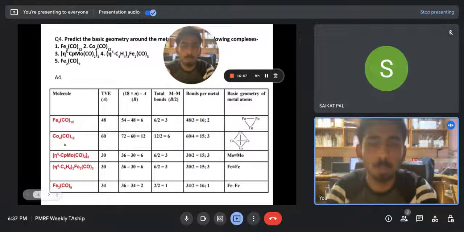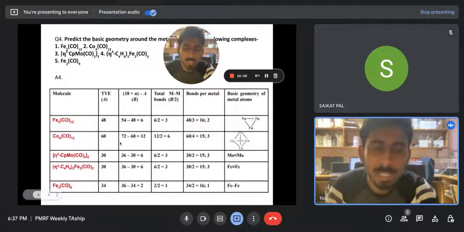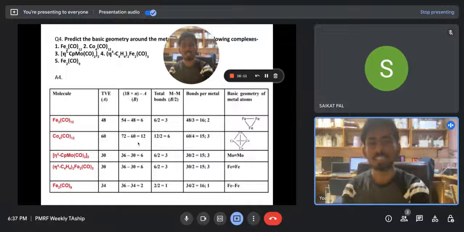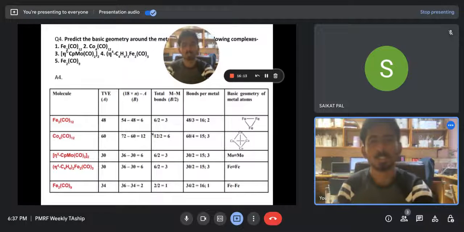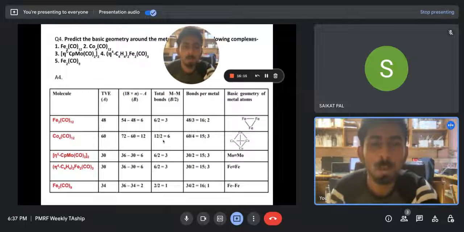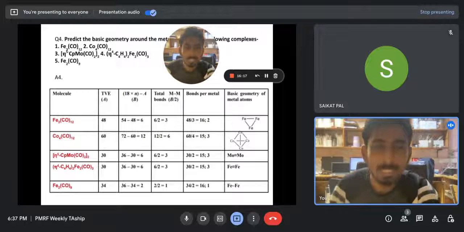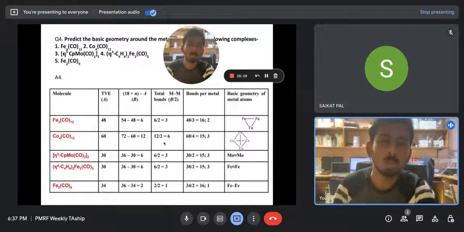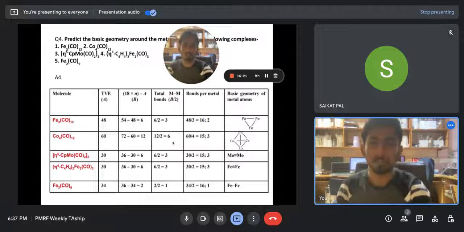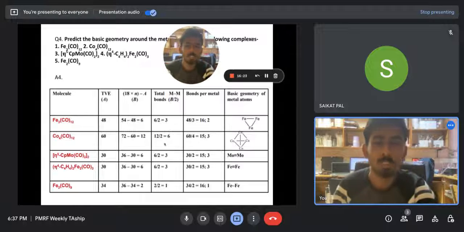Where n is 4, because the total number of metal atoms is 4. So 18 into 4 is 72, minus 60 is 12. Now the total number of metal bonds is B by 2. In this case, 12 by 2 is 6, because B is 12.